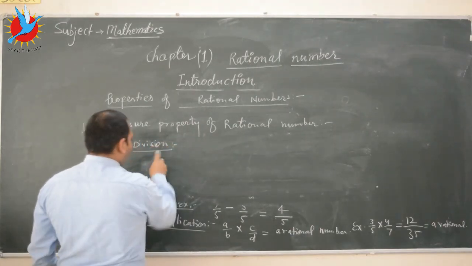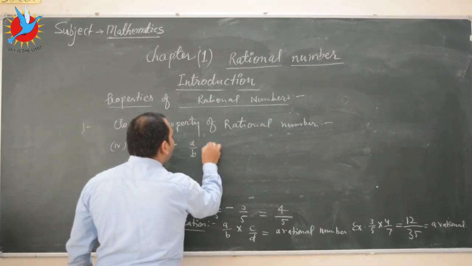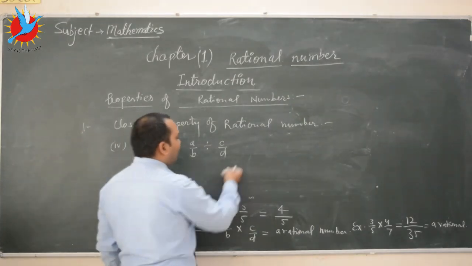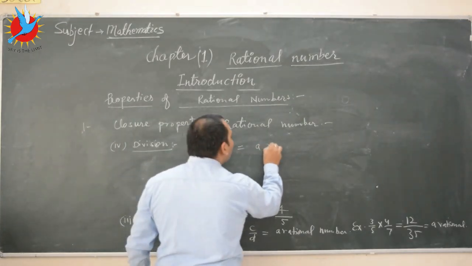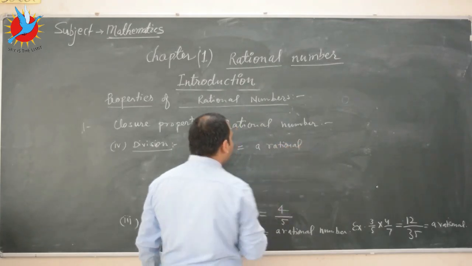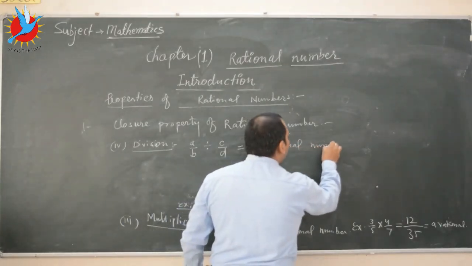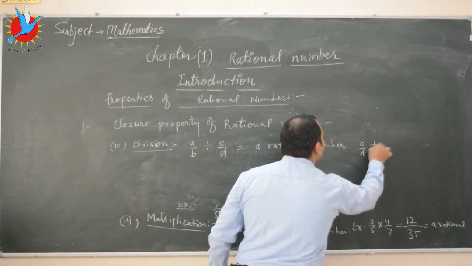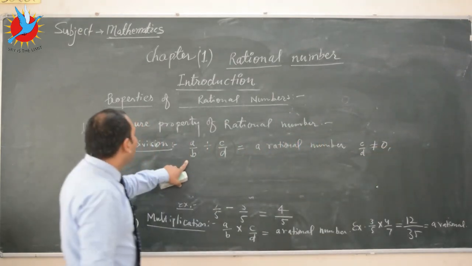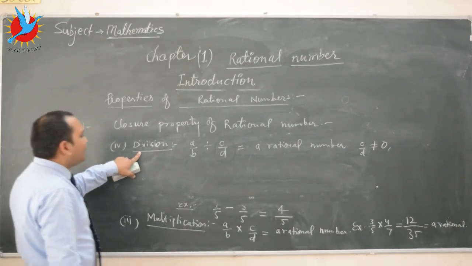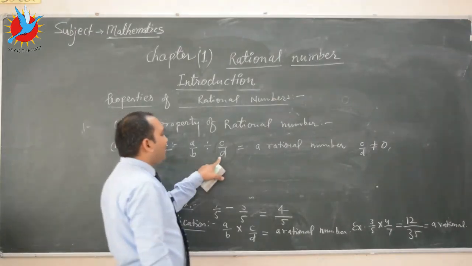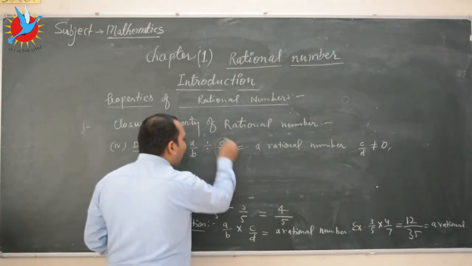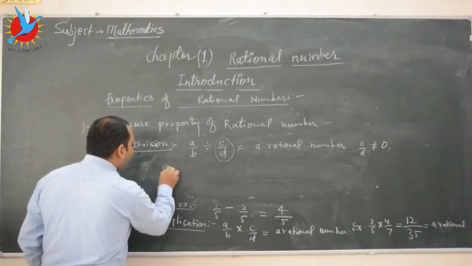Division. a upon b divided by c upon d. When two rational numbers divide each other, the result should be a rational number, but one condition is there: c upon d should not be equal to 0. This means division of two rational numbers also gives a rational number, but the condition is that c upon d should not be equal to 0.